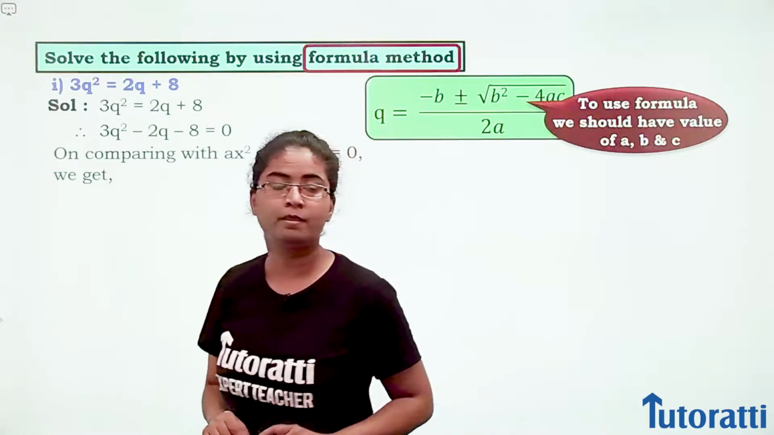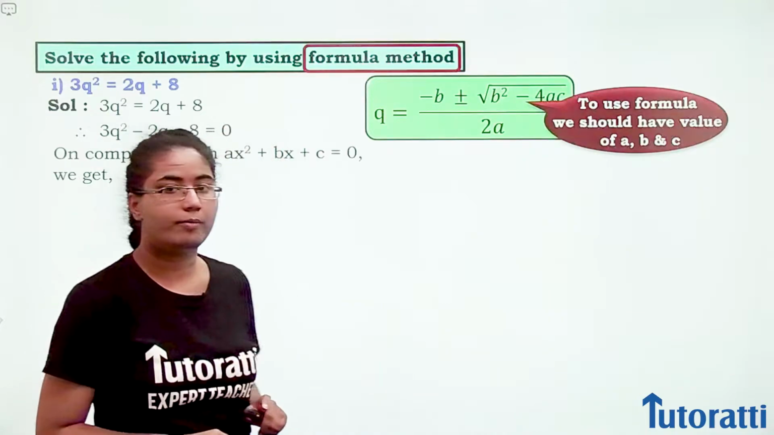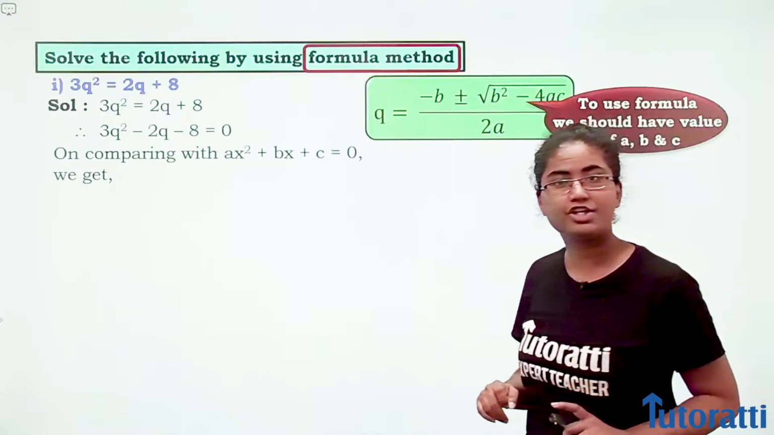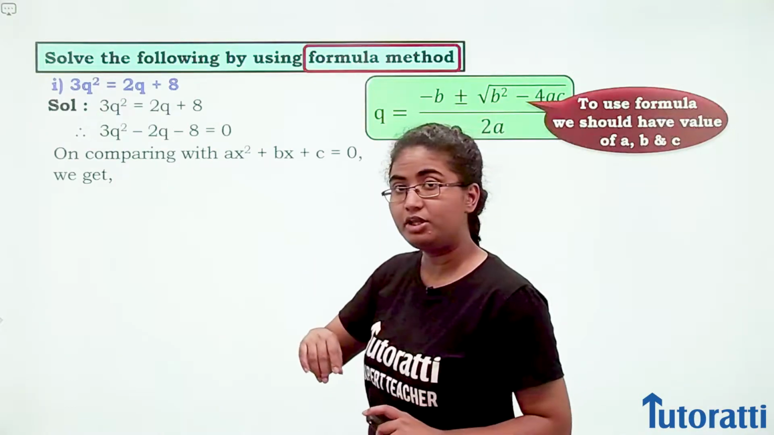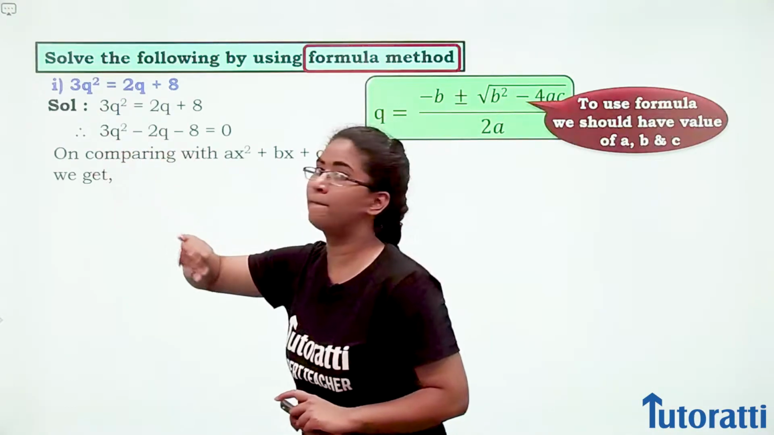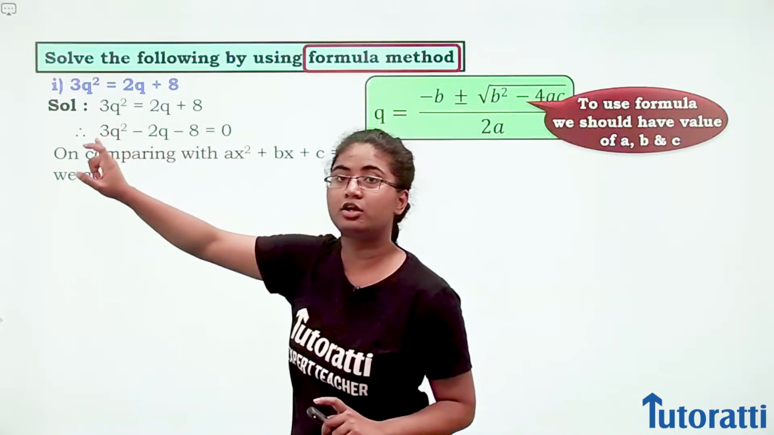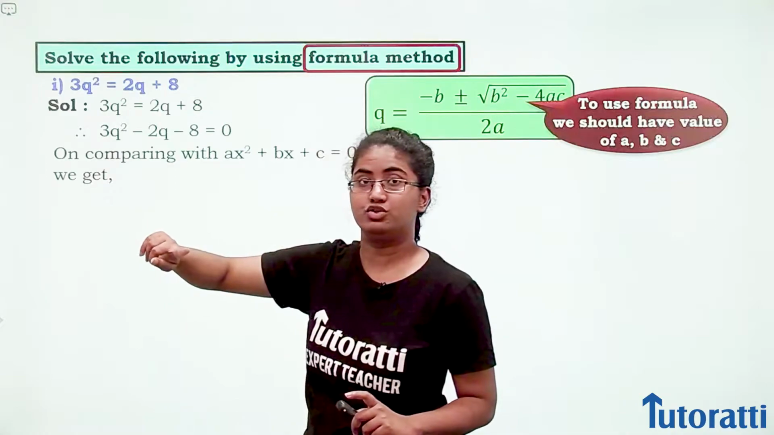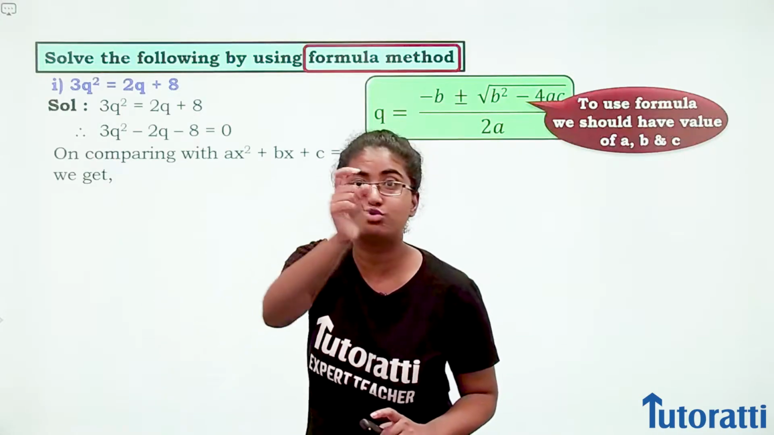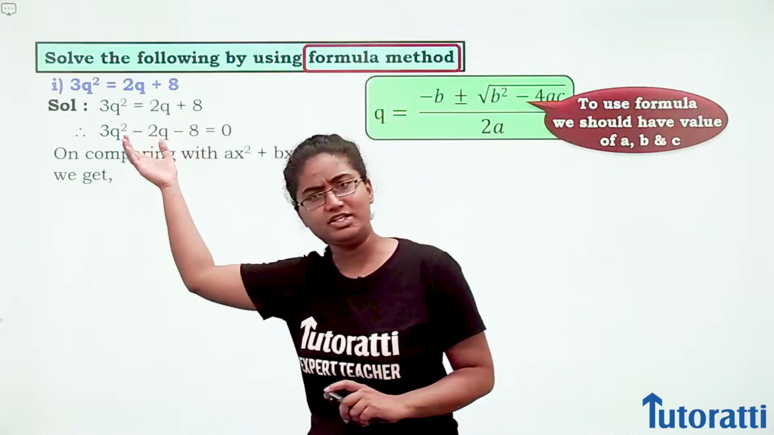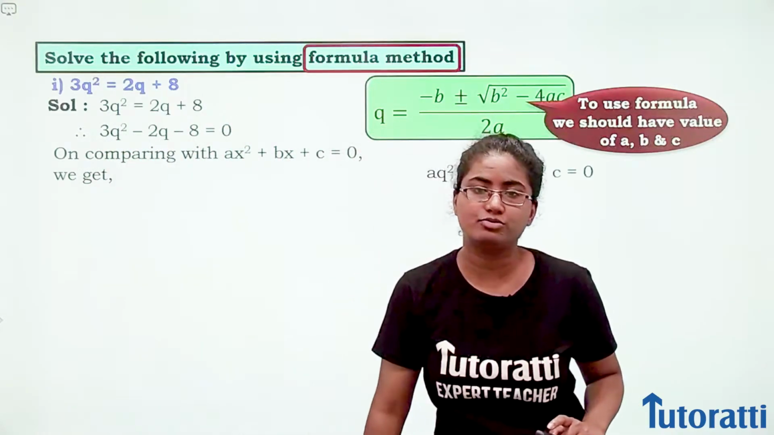हो गया? Compare it with its standard form. ये standard form है ax square plus bx plus c. Now tell me, what is the value of a? 3. What is the value of b? 2 या minus 2? Minus 2. Do not forget the signs. What about c? Minus 8, right? So a, b, c के values मिल गए.